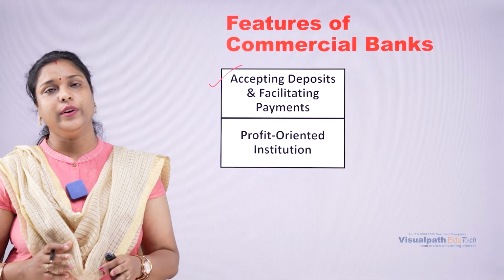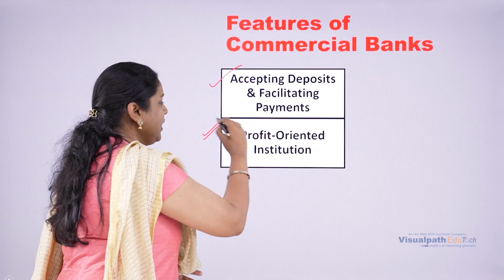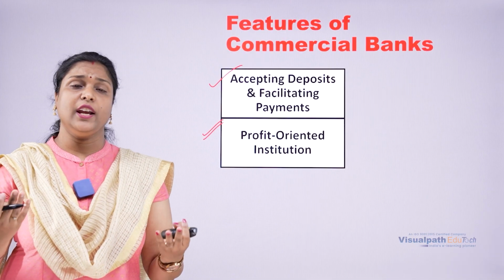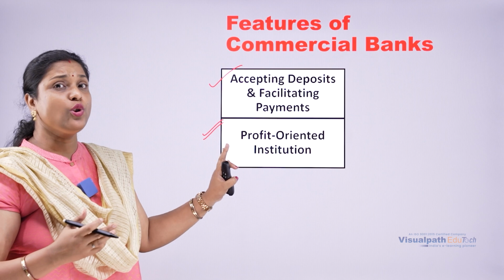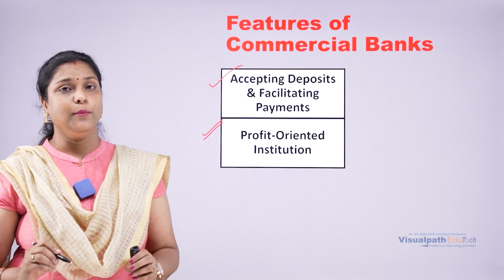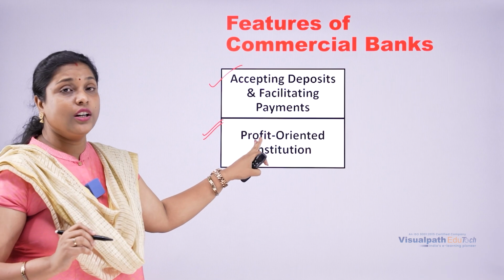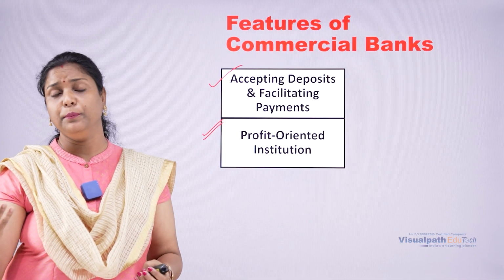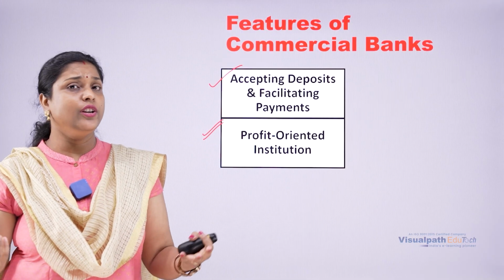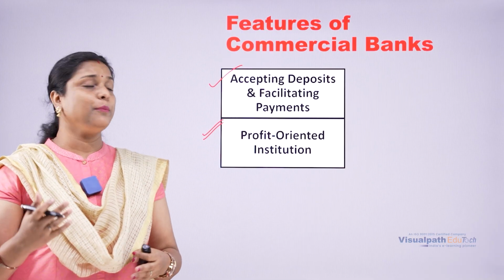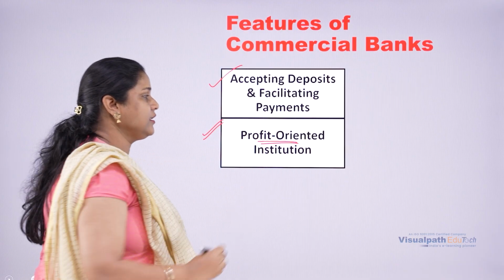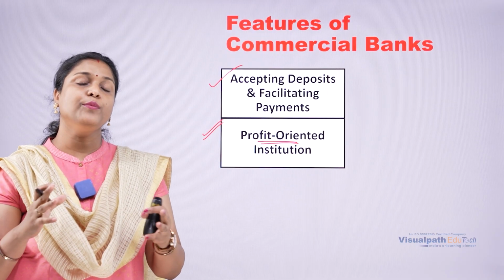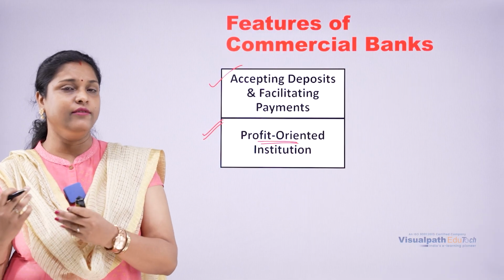Then it is a profit oriented institution. This is a very main feature of commercial bank. Whereas all other banks' aims might be different, in case of commercial bank, the main aim of the bank is to earn profits. Of course they have other objectives like economic development, helping the country to grow, generating employment. There are several other objectives, but they are profit oriented institutions. They mainly function to generate profit for themselves or to earn more profit out of deposits and investments.